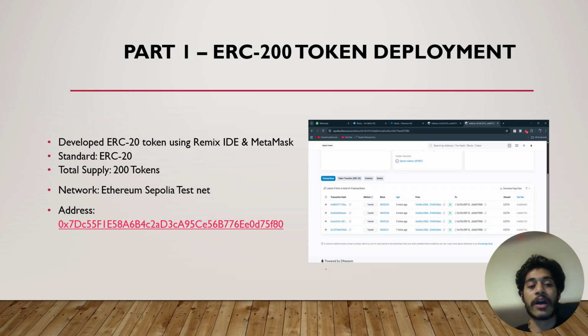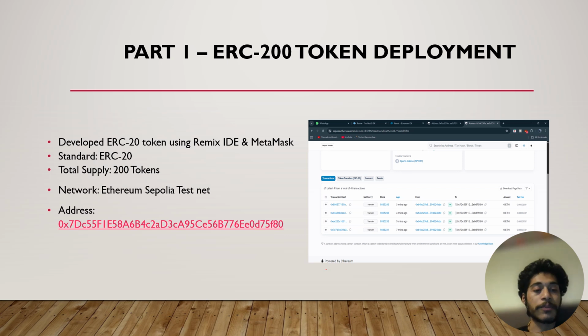Coming to the first part, the ERC20 token deployment, I have deployed ERC20 tokens using Remix IDE as well as MetaMask. Let's take an example called RCB. RCB is a team. In that RCB team, I have taken four players, and 50 tokens have been given to each of them. So the total supply of these tokens is 200 tokens. The network that I have used for this project is the Ethereum Sepolia testnet.